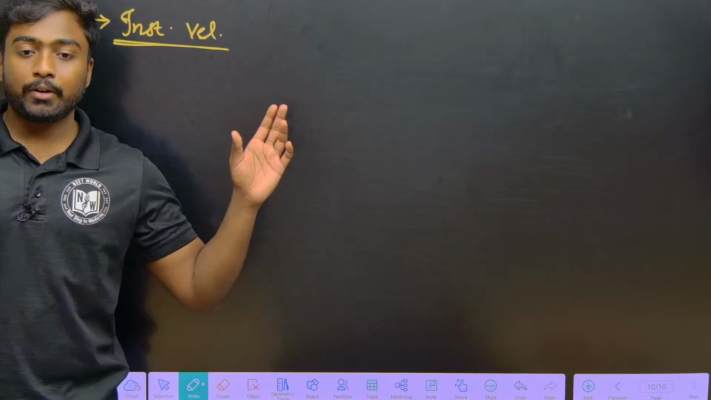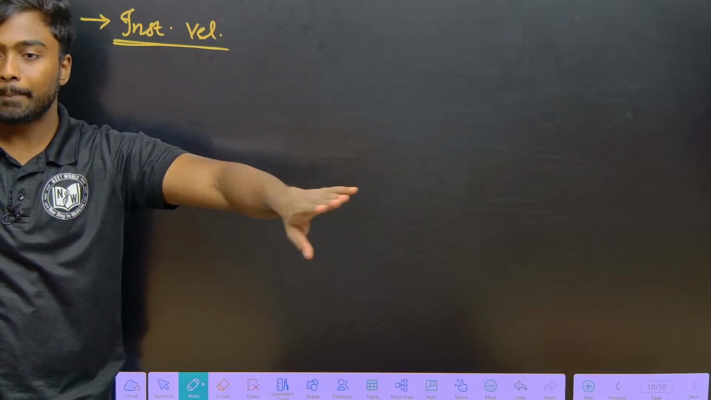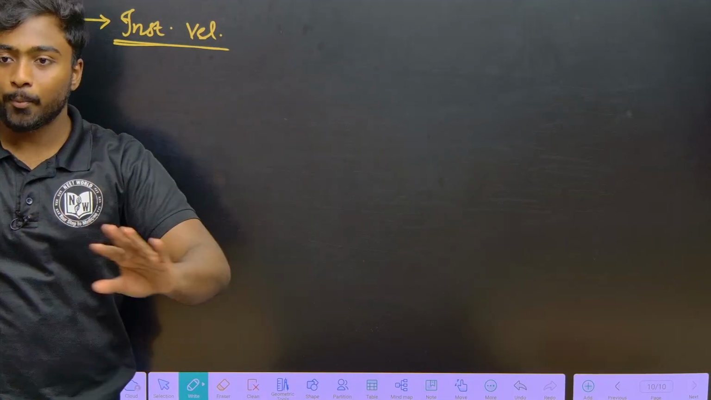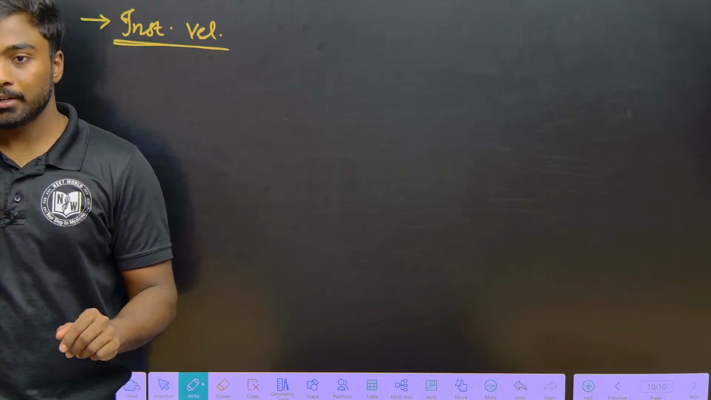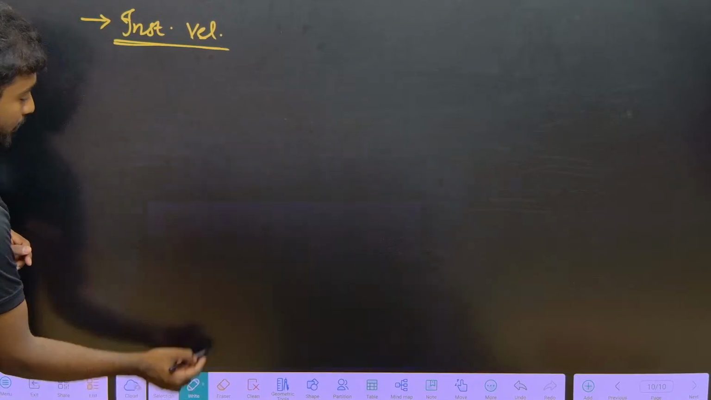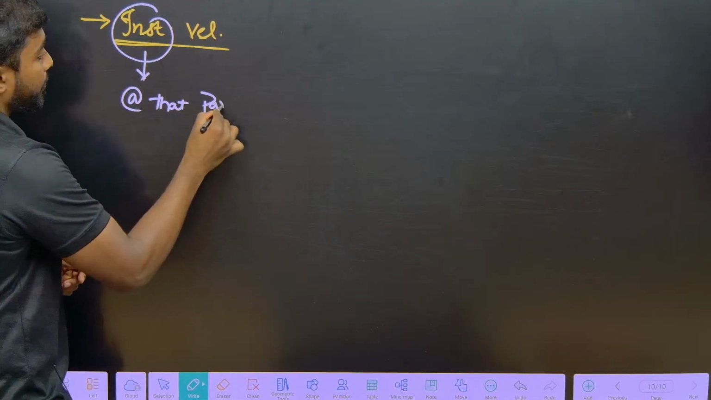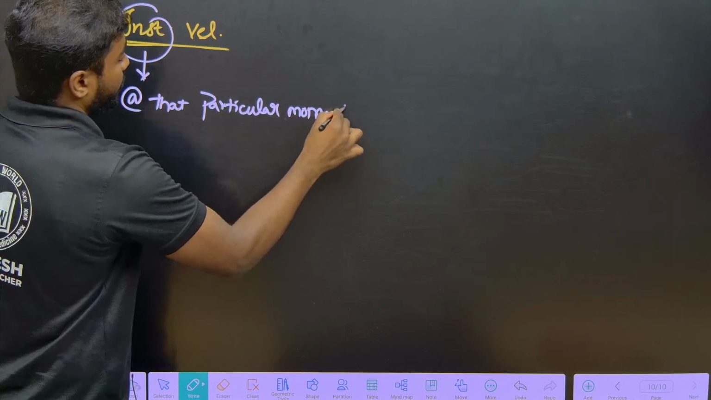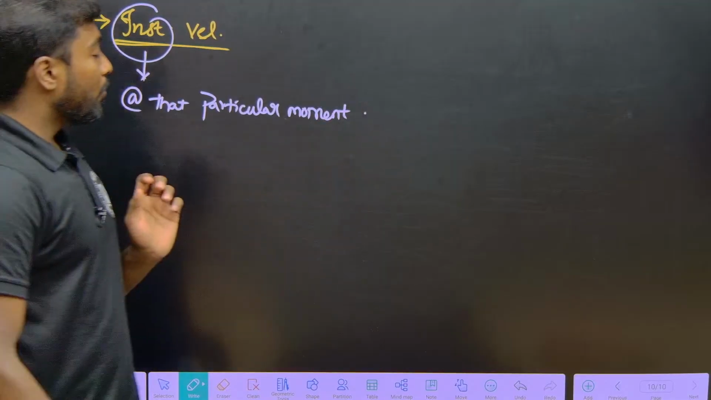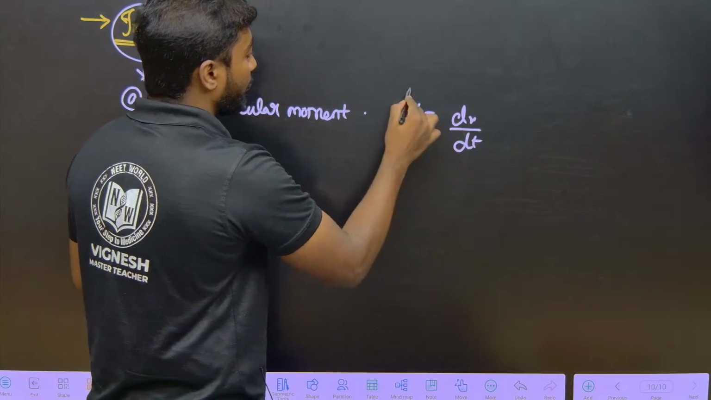Understood? When we talk about the velocity, I am talking about the whole path travelled by the object, or the shortest path travelled by the object. But instantaneous means at that particular moment, what is the speed? Understood? Any doubt? So when we talk about the formula, V is equal to dx by dt. This is the instantaneous formula.